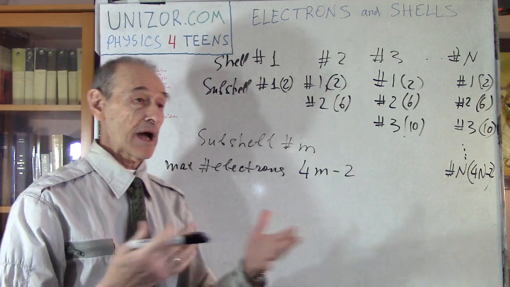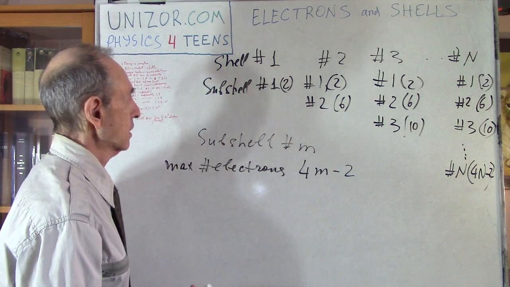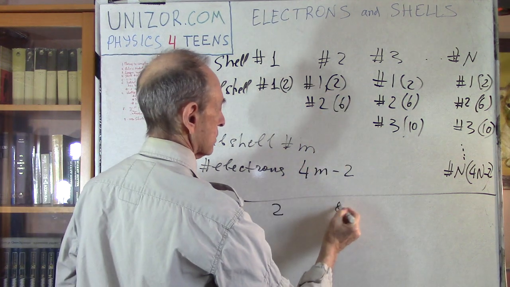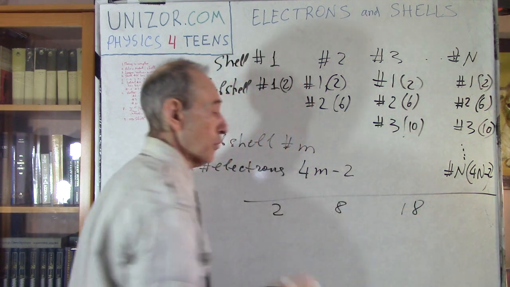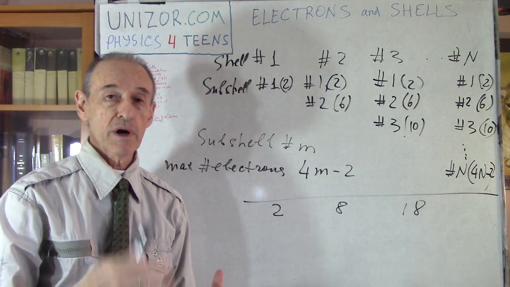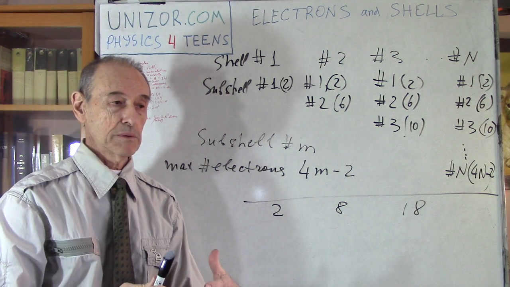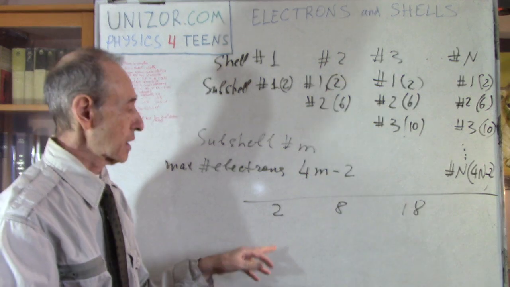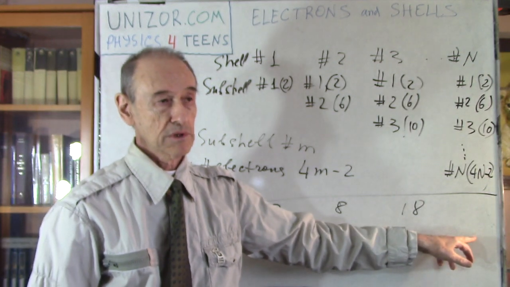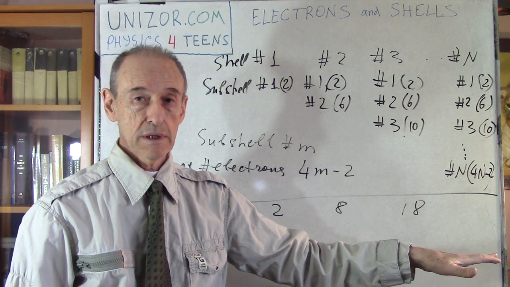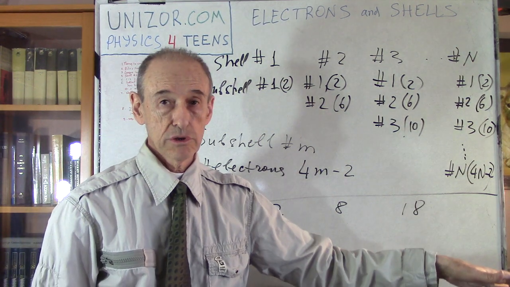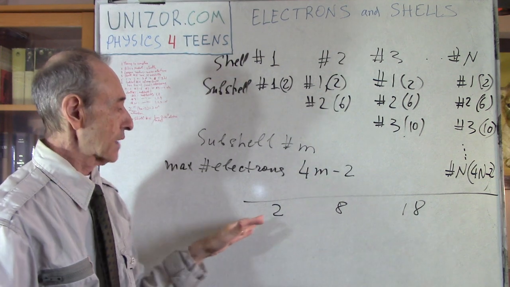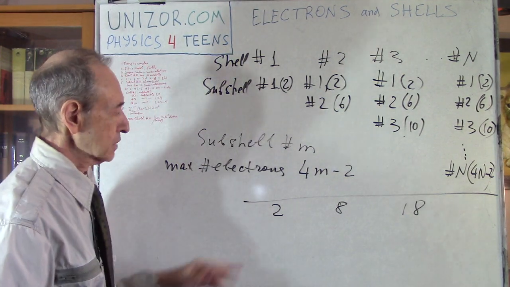So now the next thing: how about the number of electrons per shell? This total is 2, this total is 8, this total is 18, which, by the way, corresponds to what was observed experimentally, before people came up with the subshell concept. They observed that 2, 8, 18, and the next one, I think, is 32, was the actual number of electrons per shell. But now there is some kind of theoretical foundation. Why do we have these numbers?